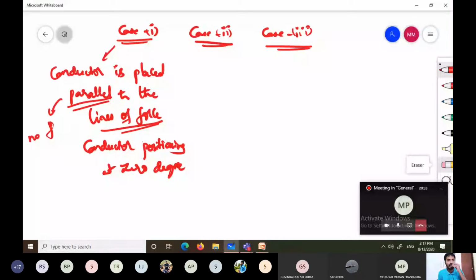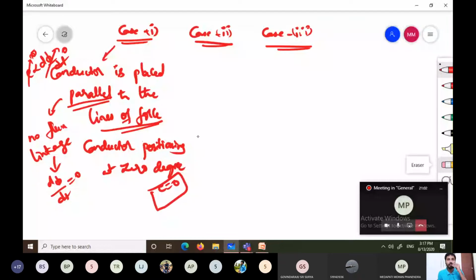If there is no flux linkage, there is no d phi by dt. If d phi by dt is 0, then, as we know, E is directly proportional to d phi by dt, according to Faraday's second law. So if there is no d phi by dt, then EMF will also be 0. So in this case, EMF is 0.